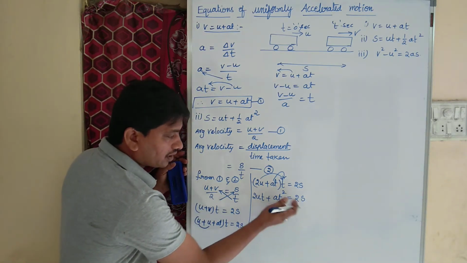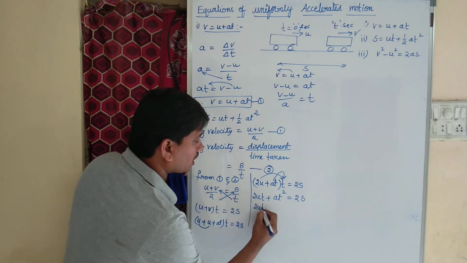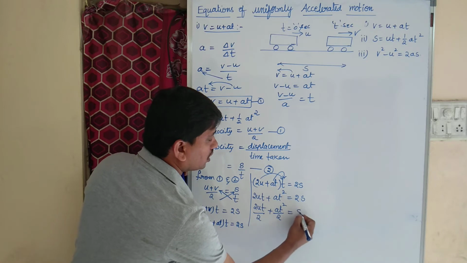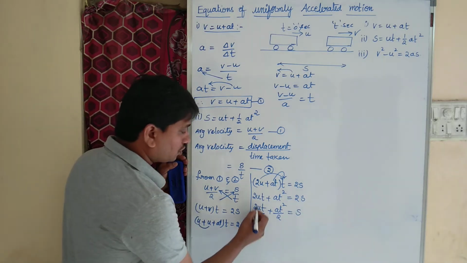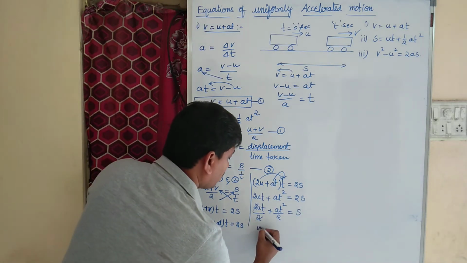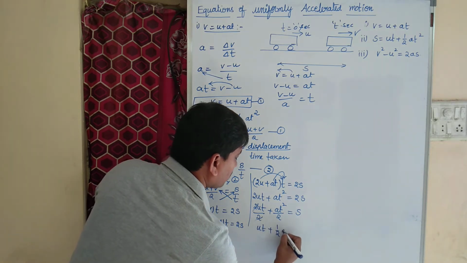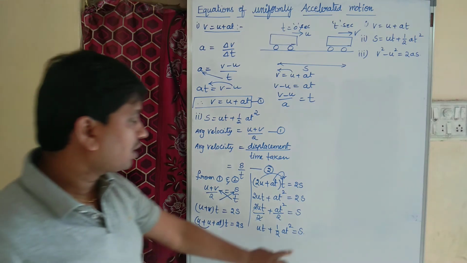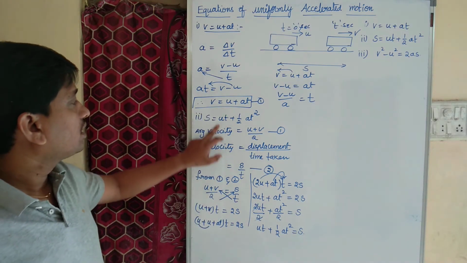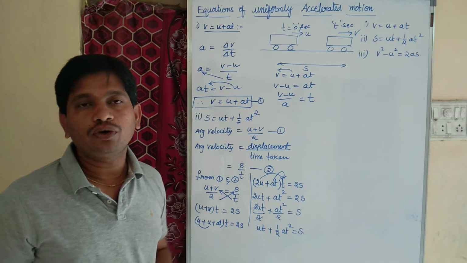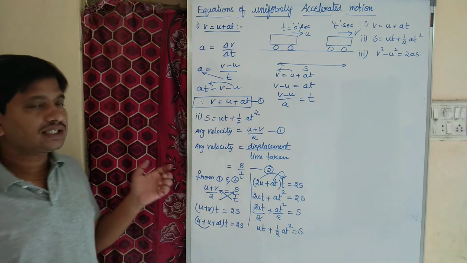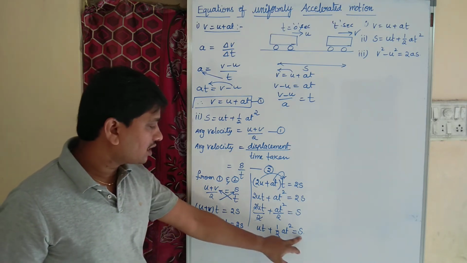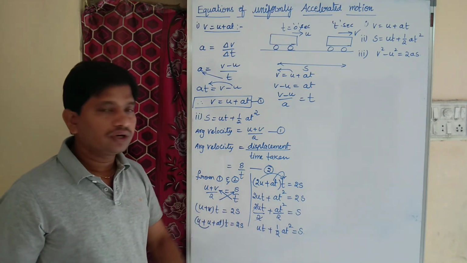As 2 is multiplying here, transpose this side: 2ut by 2 plus at square by 2 equals s. So 2 gets cancelled. We got ut plus 1 by 2 at square. So we got the second equation of motion, that is s equal to ut plus 1 by 2 at square. It gives us the distance travelled by a body in time t.